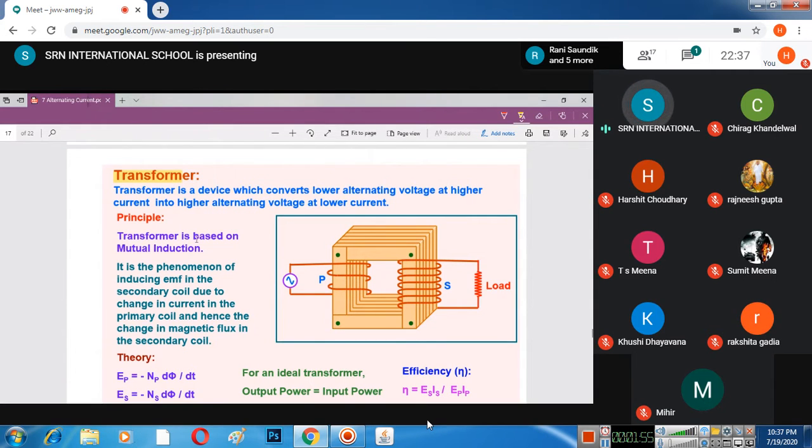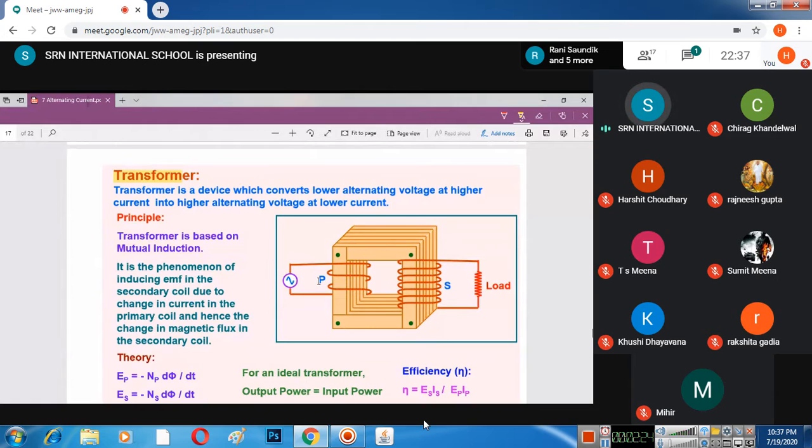Now if this question comes in your examination, then you need to write the definition of transformer, then the principle, then the construction, and after that its working. Now let us see the construction of this transformer. On the right hand side you can see a transformer diagram. In this diagram you can see it consists of two insulated copper wires, having different numbers of turns.